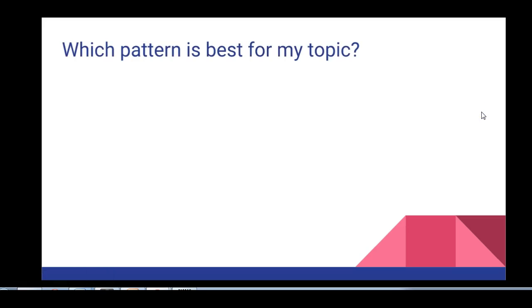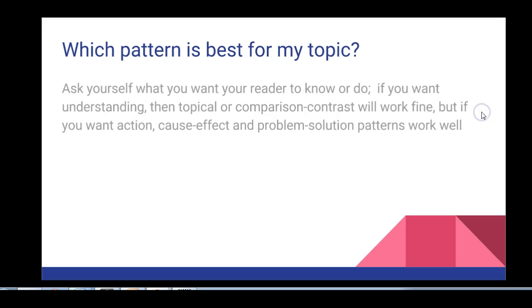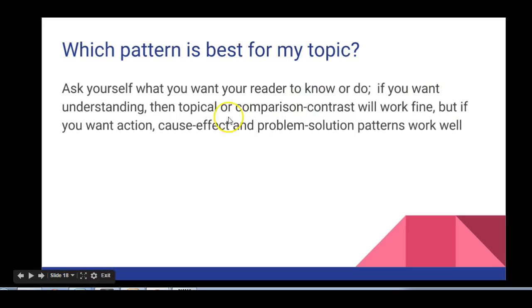So when you choose what pattern is best for your topic, these are some things you might want to think about. You can ask yourself what you want your reader to know or do, and you might think about your audience with that. Is your audience agreeable, or is your audience someone that is disagreeable to your position? So if that's the case, you want to think about what type of pattern will work well for which audience member. If you want them just to understand, topical or comparison will probably do the trick. But if you want action, cause, effect, and problem solution patterns are going to be very effective.